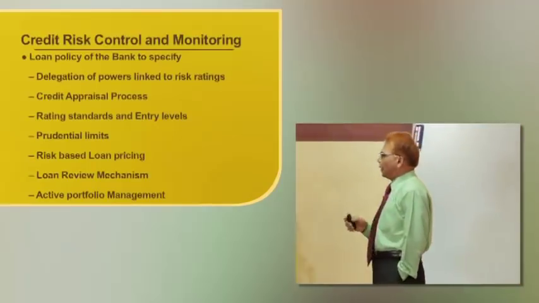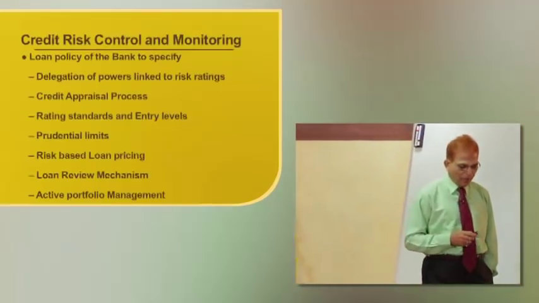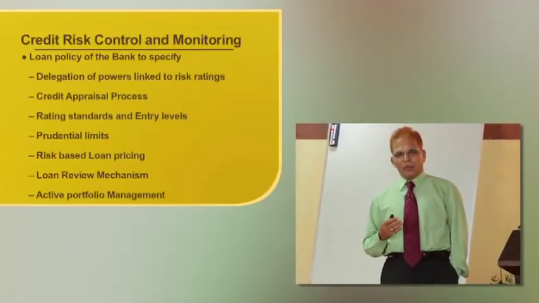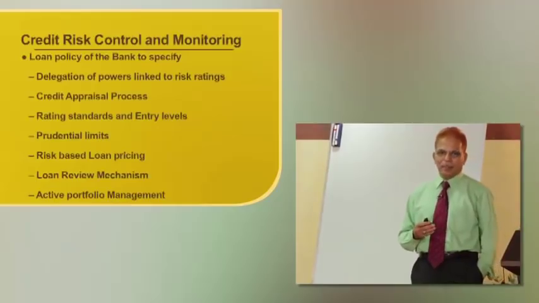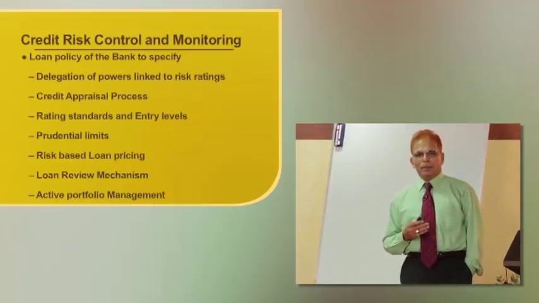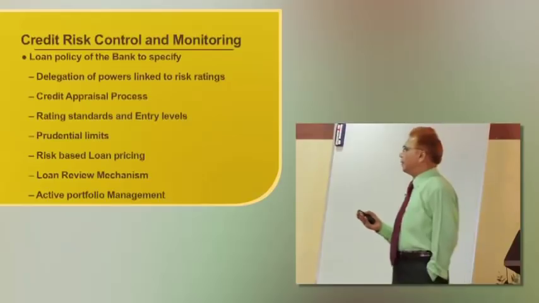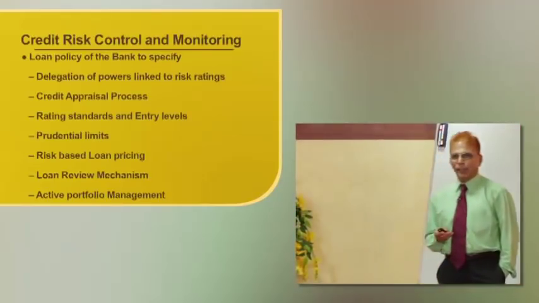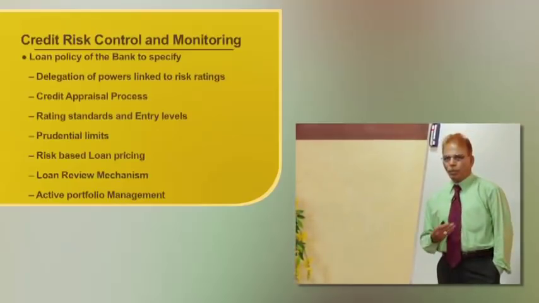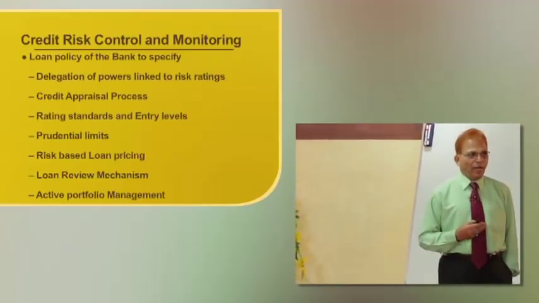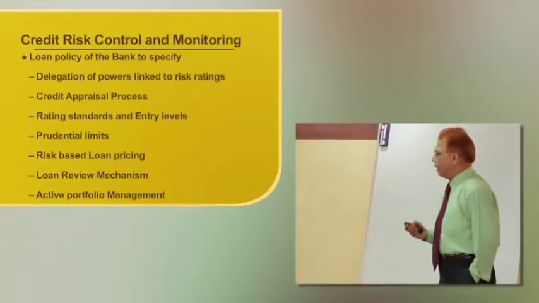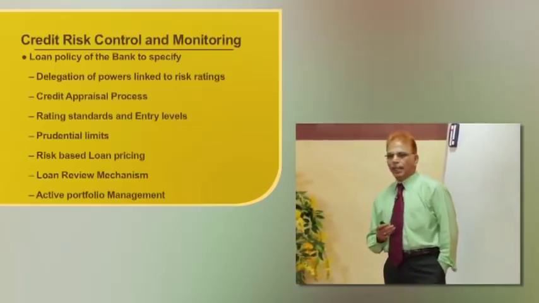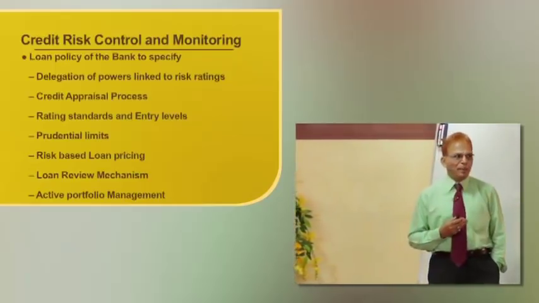Now, credit risk control and monitoring. We know that credit risk is one such risk which the banks have to live with, because that is their bread and butter. So we get return for managing the credit risk. So it becomes very, very important that we have a proper risk control and monitoring system when it comes to credit risk. The important document which has to address the credit risk control and monitoring instruments is the loan policy. Loan policy has to clearly specify the delegation of powers.